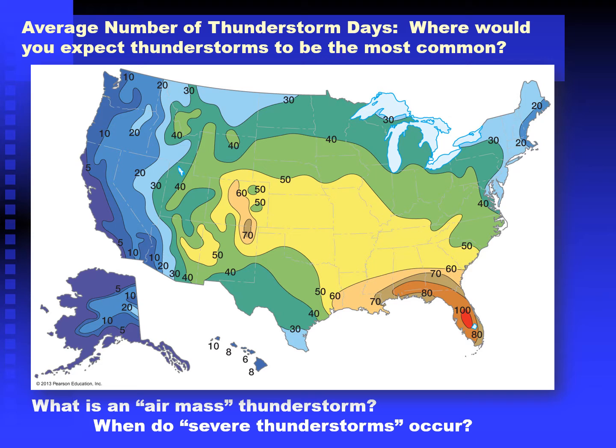So we might expect to see more thunderstorm activity in Florida in general. And also we typically see more thunderstorm activity on the Gulf Coast than we do in other places. Ooh, look at the West Coast. Less thunderstorm activity indeed.